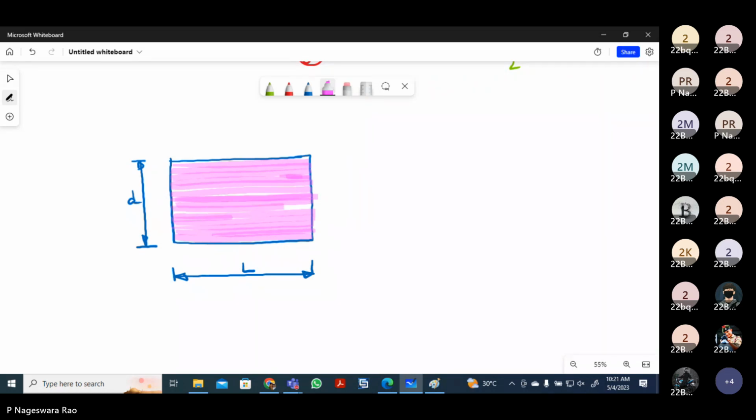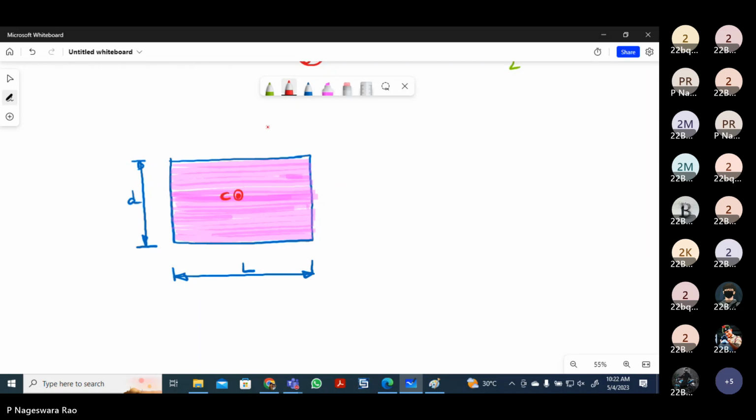So when you consider this shaded area, you can observe its centroid lies here, because it is an area. The total area, or its mass, will be concentrated at some point. So I want to measure the coordinates of this point. Let us indicate this point, the centroid of this rectangular shape, as C.